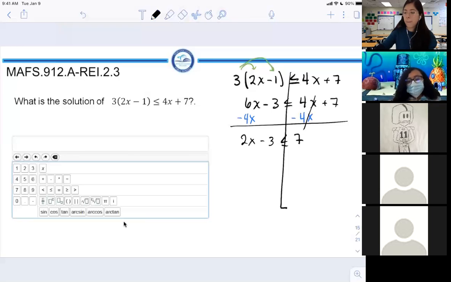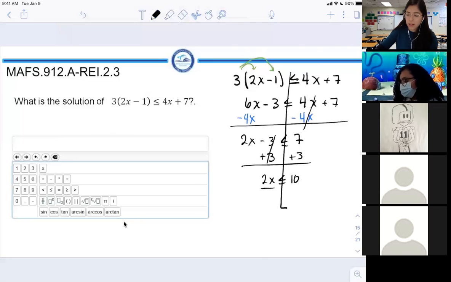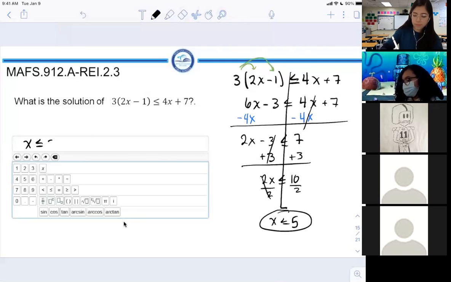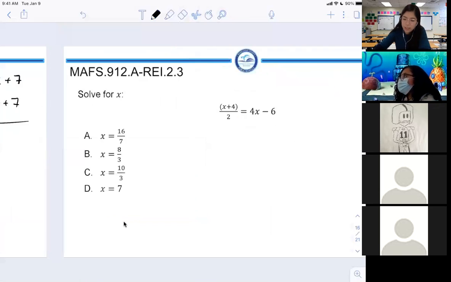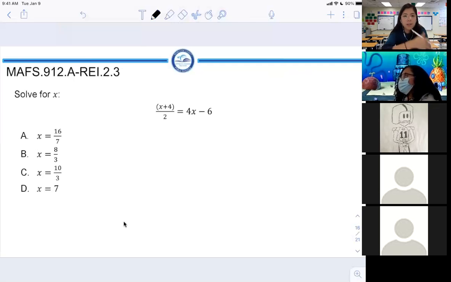Now I add 3, good. 7 plus 3 is 10. 2x is less than or equal to 10. I divide by 2, and I get x is less than or equal to 5. So I did not need to switch my sign around. Questions on this one? Easy, easy, easy for sure. Okay, let's make it a little bit harder.